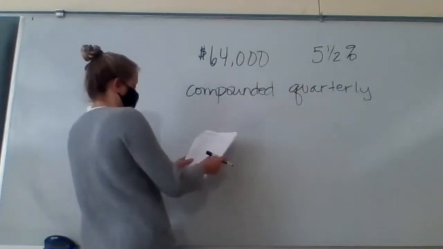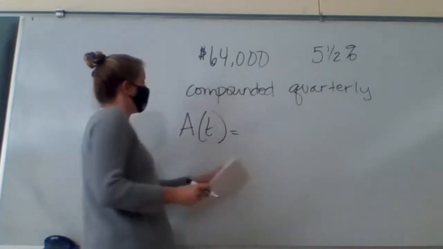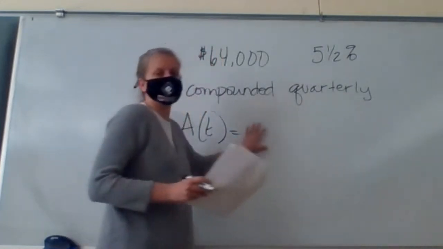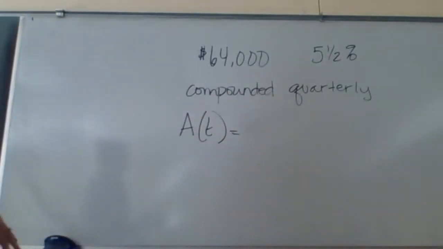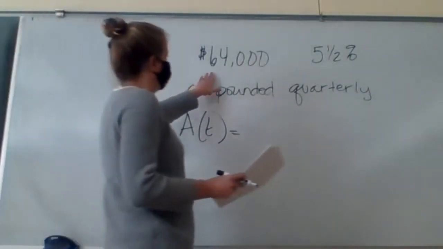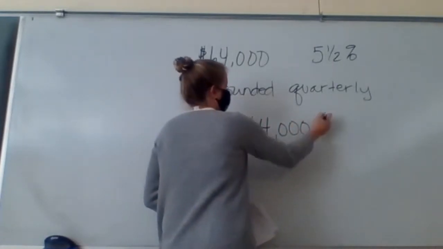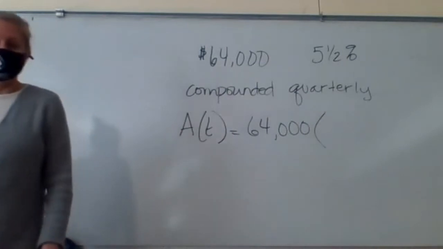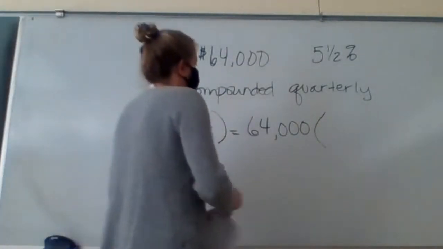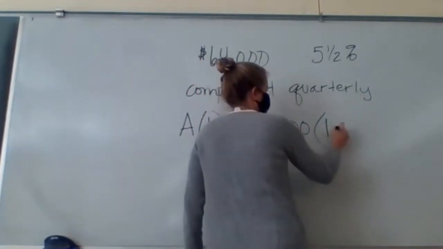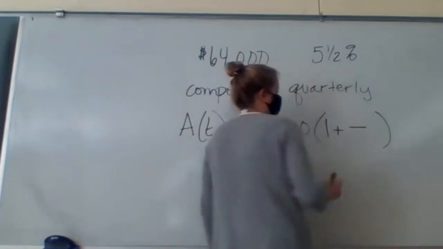So let's see what you're going to do. It's going to talk about A of T. Now, the first thing that's going to be part of your formula that you're going to use for the rest of this problem is the amount of money that was invested on the front end. So 64,000. And then an open parenthesis, then 1 plus. Now, you're going to create this fraction right here.